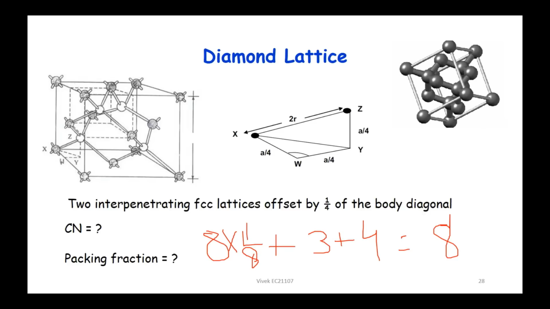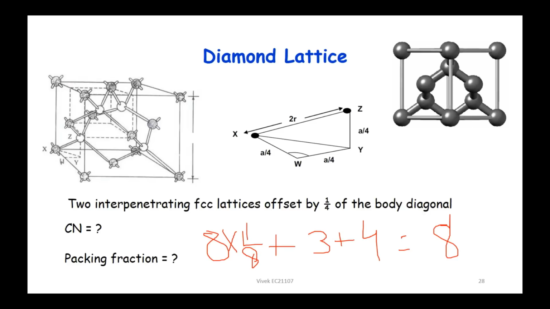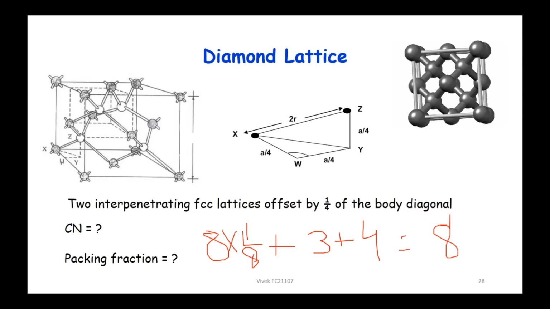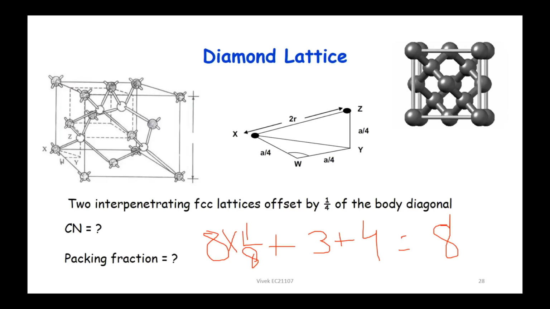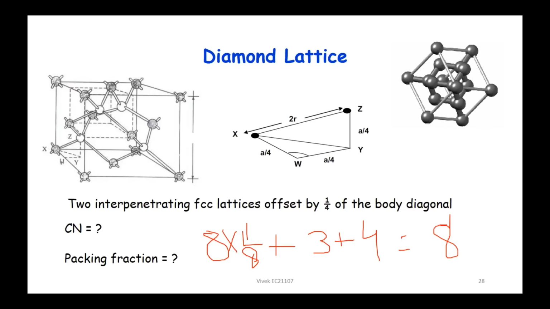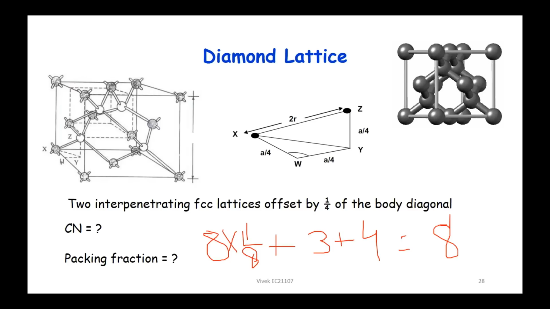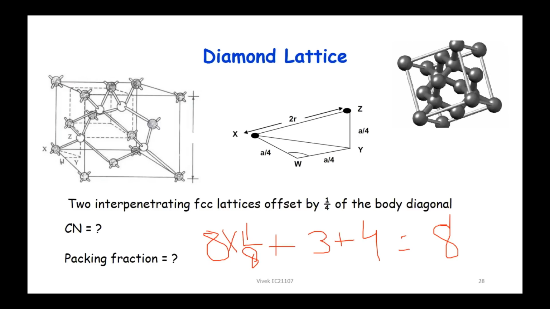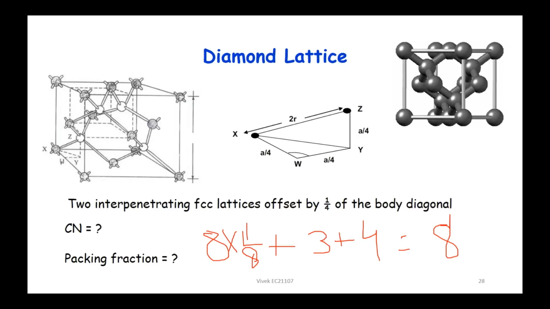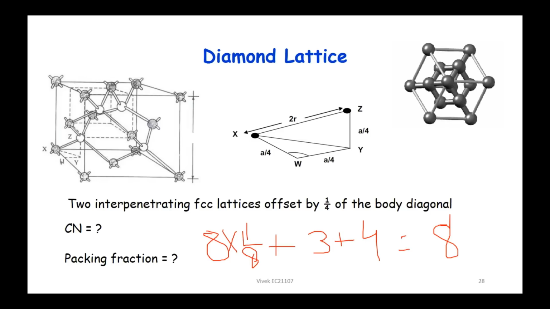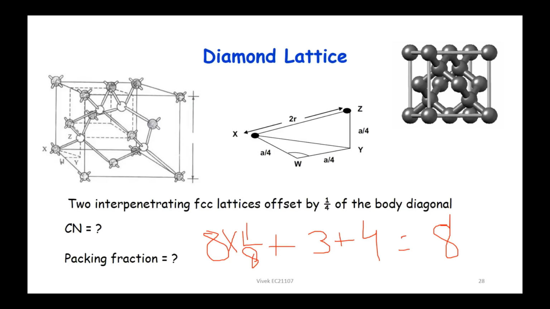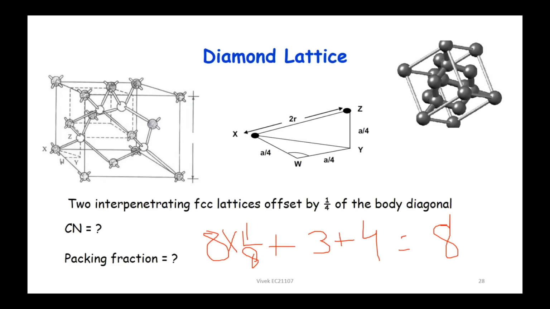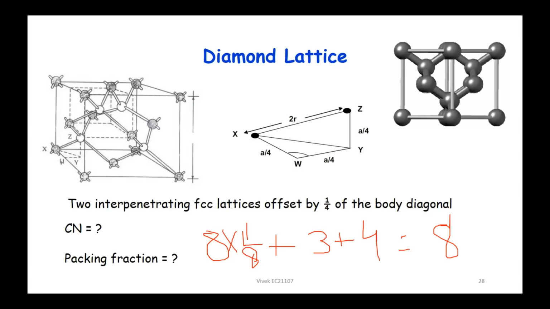Now to look at xz carefully, this xz is 2r because these are the nearest atoms. So these nearest atoms have length root 3 a by 4, and because if the radius is r of one sphere, then this distance should be 2r.